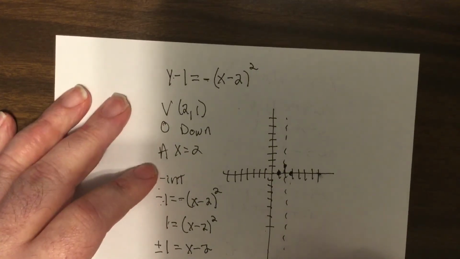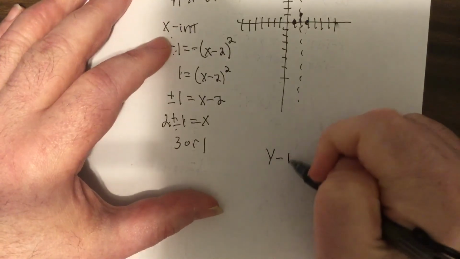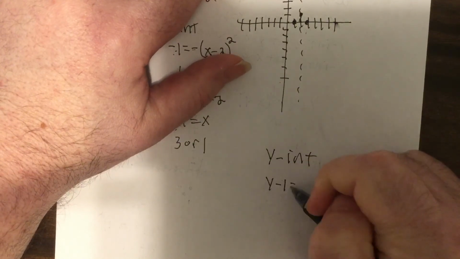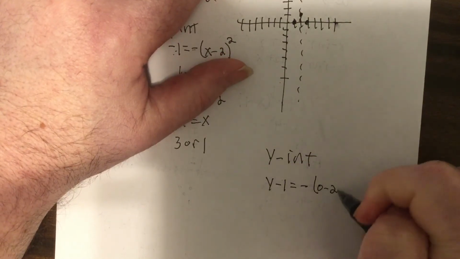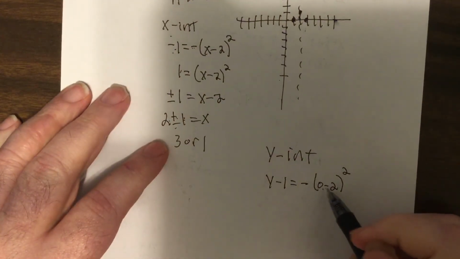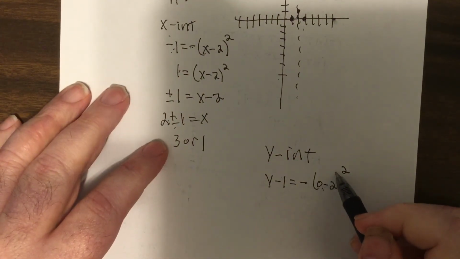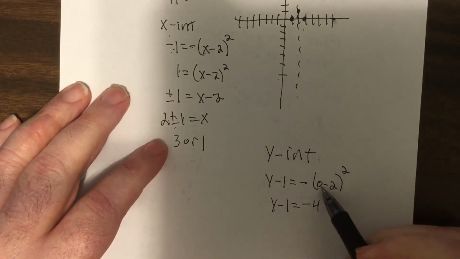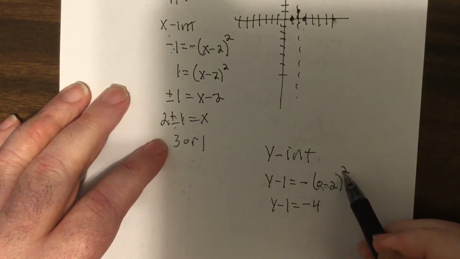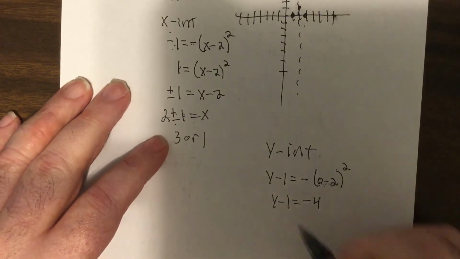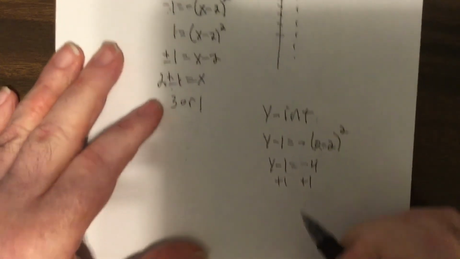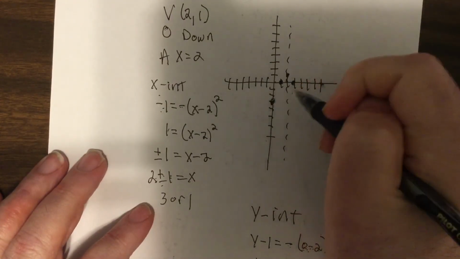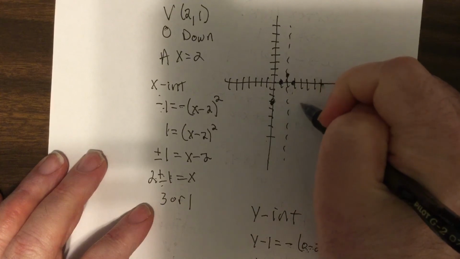So let's do the y-intercept. Whoops, you can't even see it. Let me move it up. So put 0 in for x. So 0 minus 2 is negative 2. Squared is 4, but the opposite of that is negative 4. Add 1. y equals negative 3 again. But there's 2 units to the left, so there has to be a point 2 units to the right.